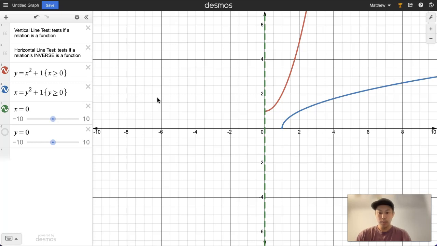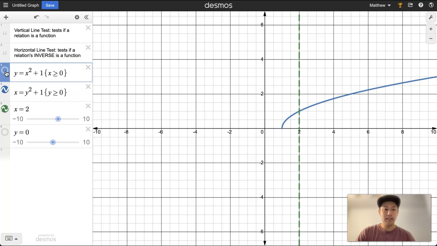Before I did any restrictions of the domain, the inverse in blue was not a function, because it failed the vertical line test. Now it passes the vertical line test. So that is how I successfully made your original equation invertible, because its inverse is now a function. So that's me adding a domain restriction, restricting the domain to make that happen. All right, so now we're going to backtrack a bit.